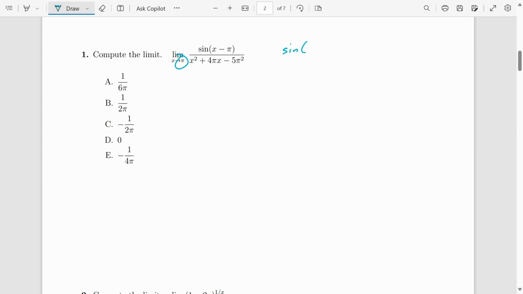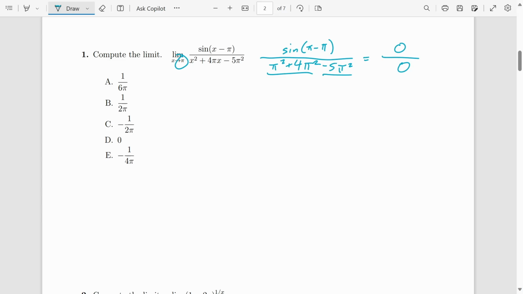So we're going to get sine of pi minus pi, all over pi squared plus 4 pi squared minus 5 pi squared. On the top, this is going to be sine of 0, which is 0. And on the bottom, we're going to have pi squared plus 4 pi squared, so this is going to be 5 pi squared minus 5 pi squared. So on the bottom is also going to be 0. So cool, we have 0 over 0, which is an indeterminate form, which is just either 0 over 0 or infinity over infinity. And because of that, that means we can do L'Hopital's rule.